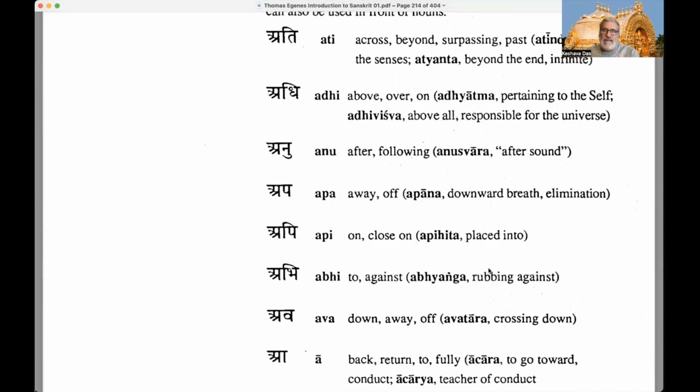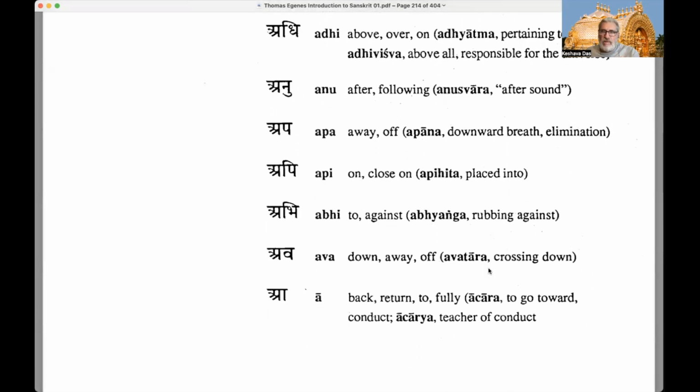Adhyatma. So adi, atma, again, that sandhi, the I changes to the semivowel Y in front of the long A, right? In front of the vowel. Right? So adhyatma means pertaining to the self. So adi vishva. Vishva means the universe. If adi vishva, we just add it together. There's no change in the prefix because of sandhi. We can just put it all together. Adi vishva. So adi vishva means above all, or responsible for the universe.